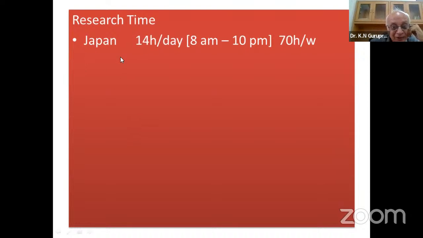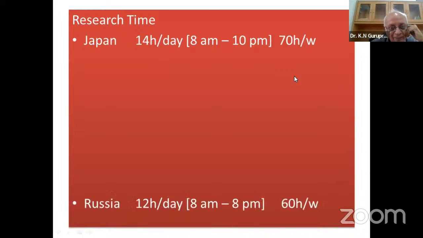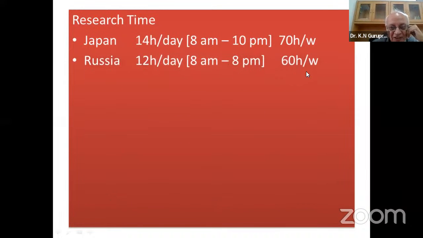So in Japan, it's about 14 hours a day. Researchers in Japan in the universities work from 8 a.m. to 10 p.m. They don't bother about any other thing. So they get about 70 hours per week. And in Russia, of course, they work a little less. It's a very cold country, so they don't stay till 10 p.m. They stay till 8 p.m. So usually 12 hours a day.